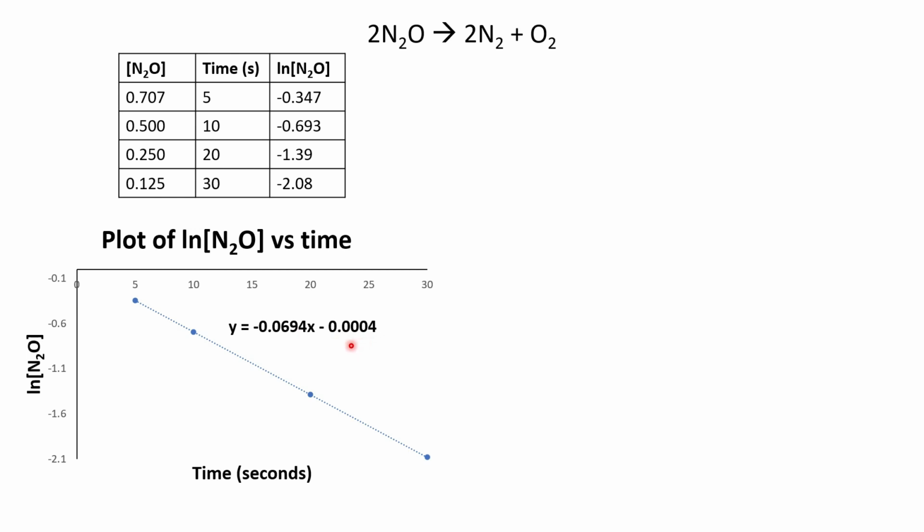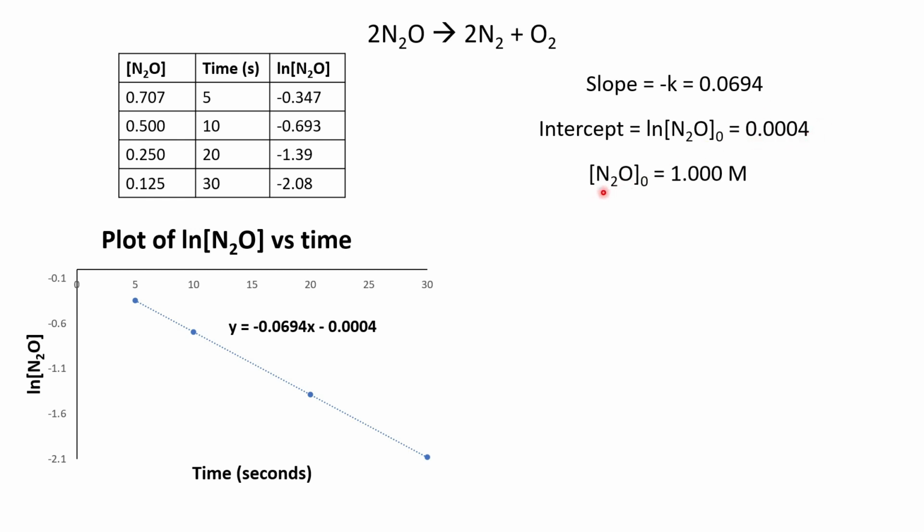Okay, so I wanted to know the rate constant for this equation. Well, remember, my slope is simply my negative rate constant, so my rate constant is just 0.0694. What about my initial concentration of dinitrogen oxide? Well, remember, your intercept is just the natural log of your initial concentration. That value, of course, is 0.0004, which means my initial concentration of dinitrogen oxide is 1 molar. So just knowing the equation of the line gets me both of these values very, very easily.